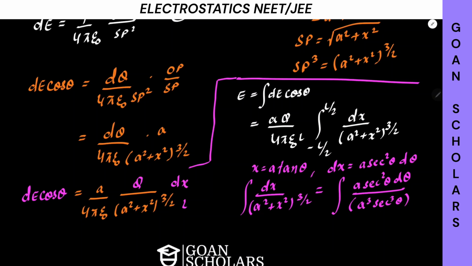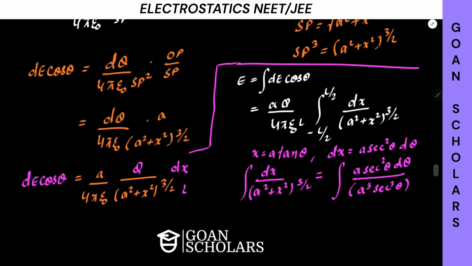Let me roughly explain once again. This a square plus x square, right? So here it will be a square plus a square. What is x? x is a tan theta. So a square tan square theta, correct? Now if I take a square common, it will be 1 plus tan square theta. And 1 plus tan square theta is nothing but sec square theta, correct? And the whole power is how much? 3 by 2. So the square and 2 will cancel out and the cube will be there, right? So a cube sec cube theta.